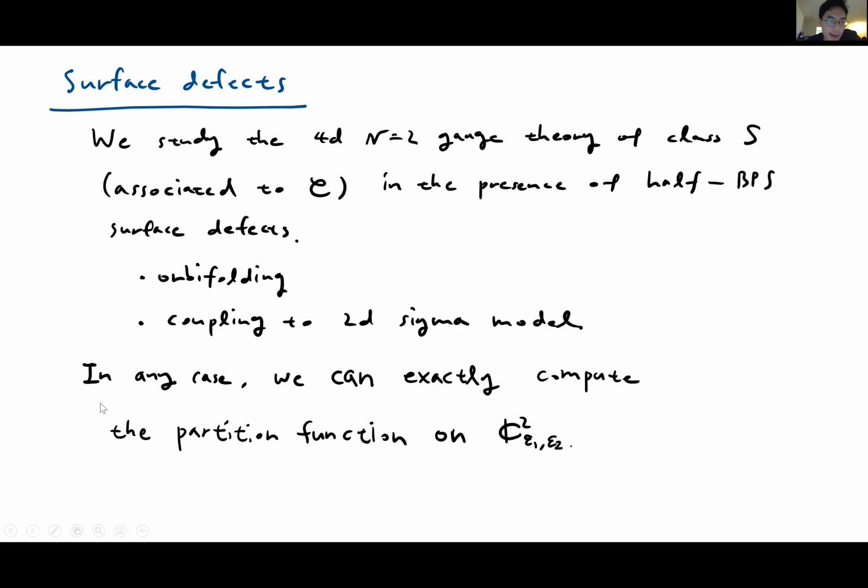But the point is that in any case, we can exactly compute the partition function of this gauge theory in the presence of the surface defect on the omega-deformed C2. Let's take a look one by one. So first, I will briefly discuss how orbifolding goes, and then how the coupling to the sigma model goes.